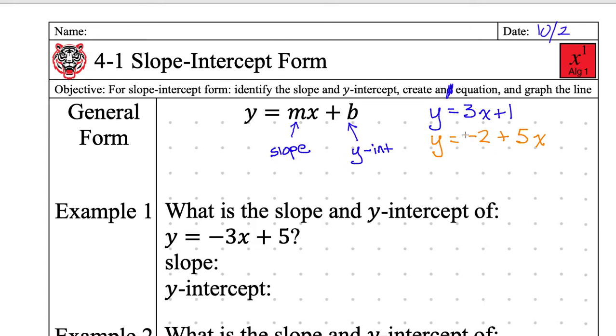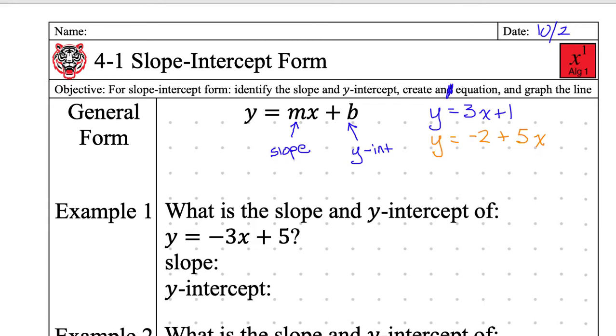Even though the x has been switched around, this is still slope-intercept form. I just prefer it this way if you are writing it, but if you see it this way, know that it's still slope-intercept form even though the x is last. And again, the number, or the coefficient, in front of the x is always going to be the slope.